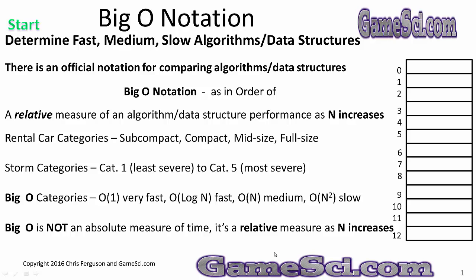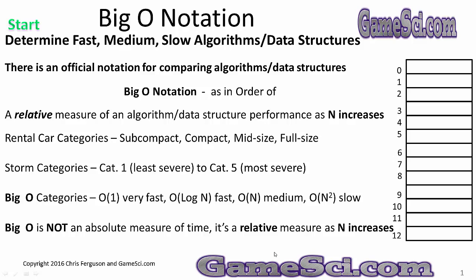Howdy, neighbors! Time for a lesson on Big O notation, where we can determine fast, medium, and slow algorithms or data structures. There is an official notation for comparing algorithms and data structures. It's called Big O notation, as in order of, or big order notation. It is a relative measure of an algorithm or data structure's performance as n increases.